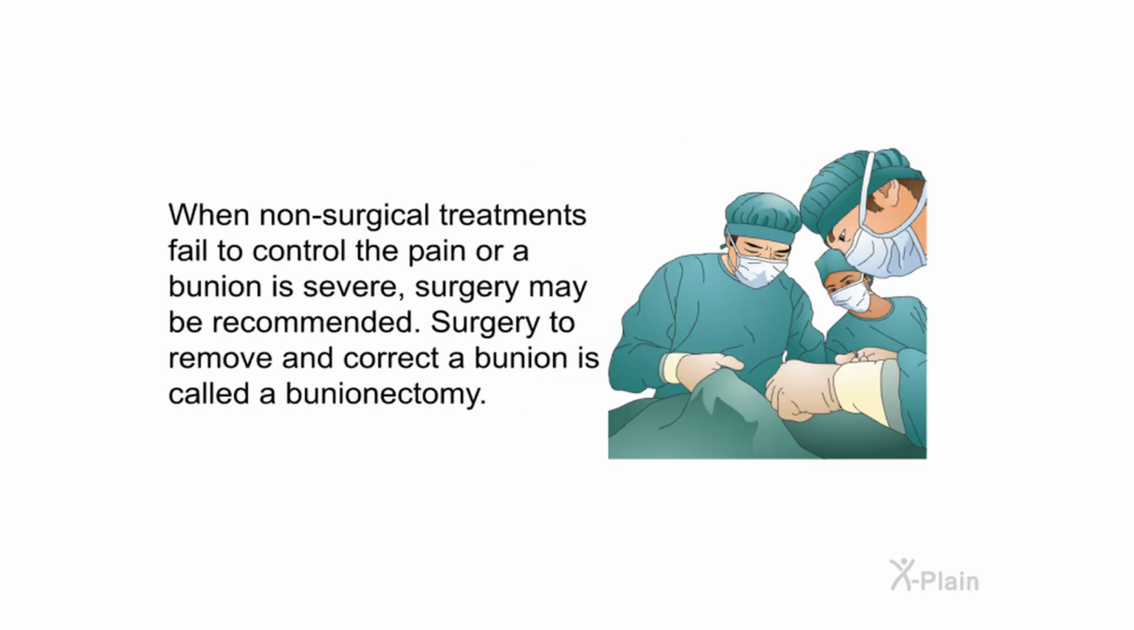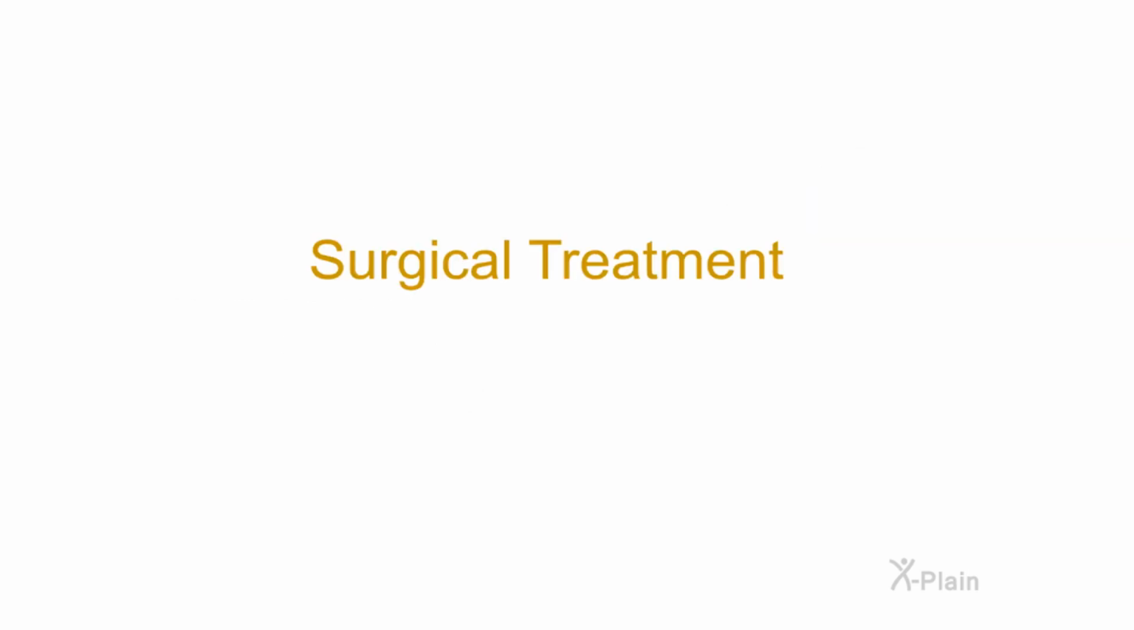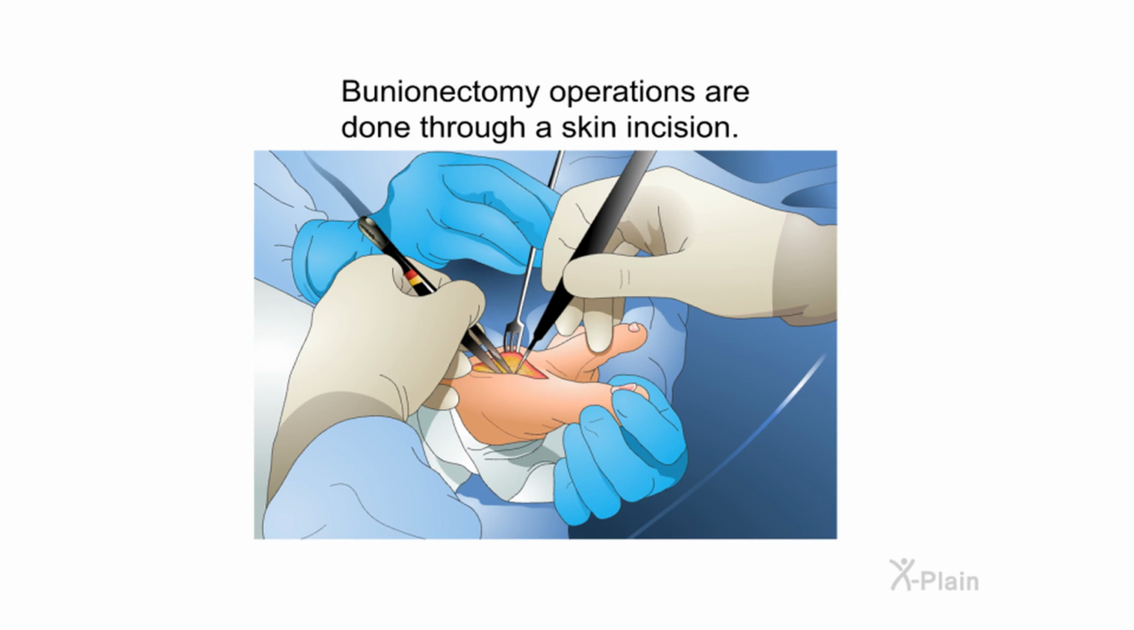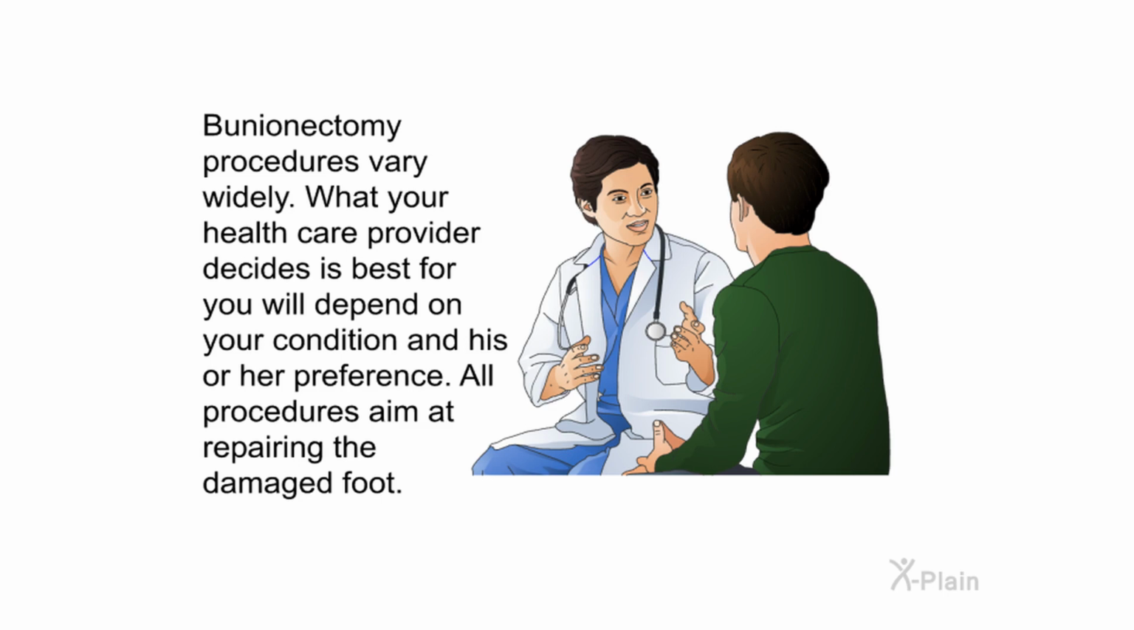When non-surgical treatments fail to control the pain or a bunion is severe, surgery may be recommended. Surgery to remove and correct a bunion is called a bunionectomy. Surgical treatment. Bunionectomy operations are done through a skin incision. Bunionectomy procedures vary widely. What your healthcare provider decides is best for you will depend on your condition and his or her preference. All procedures aim at repairing the damaged foot.